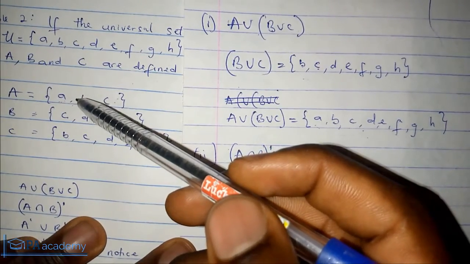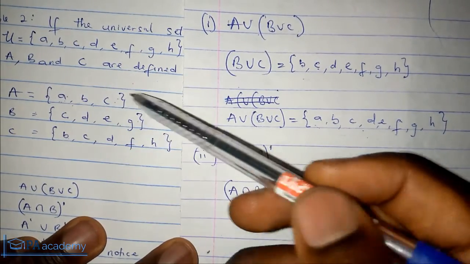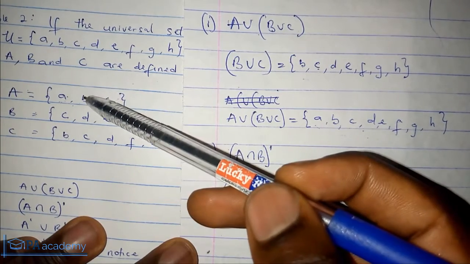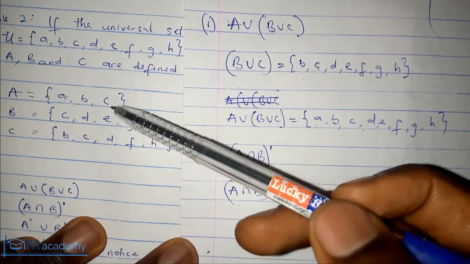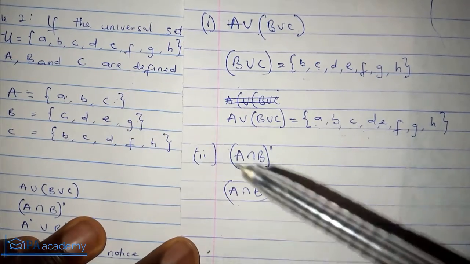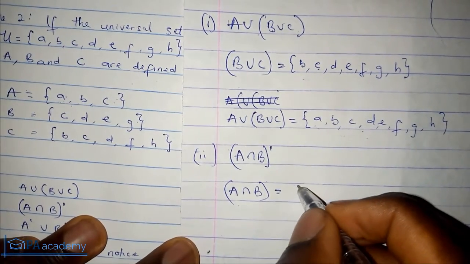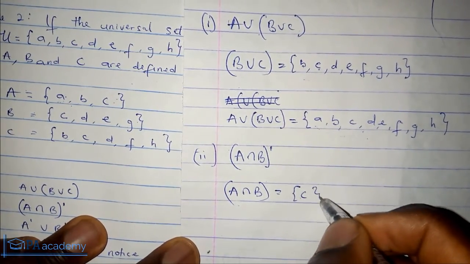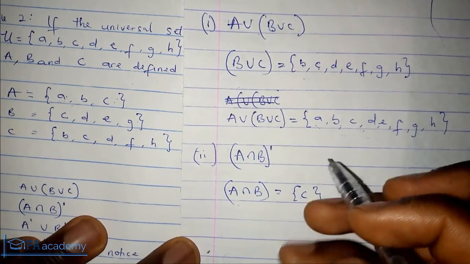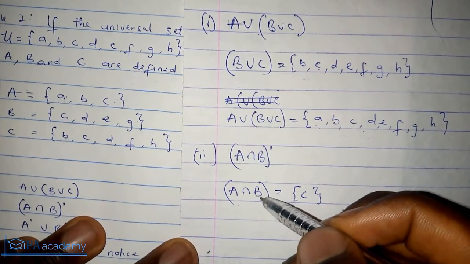If you look at the elements that are common to both set A and set B: A is not here, B is in set A but it is not in set B, C is in set B. So the only element they have in common is C. This is an example of a singleton set, a set with only one element. So that's A intersection B.